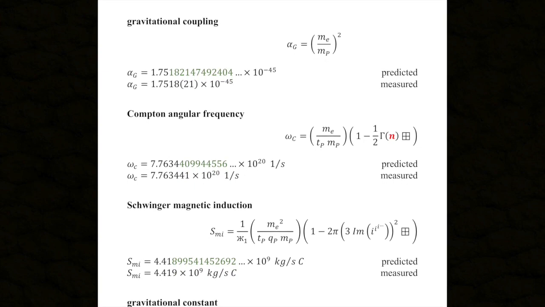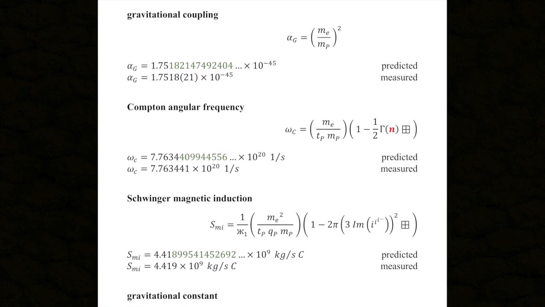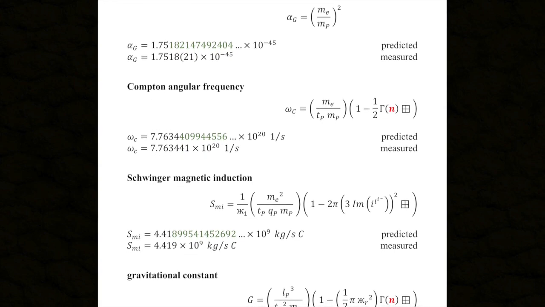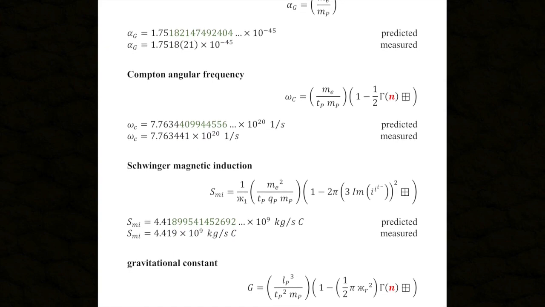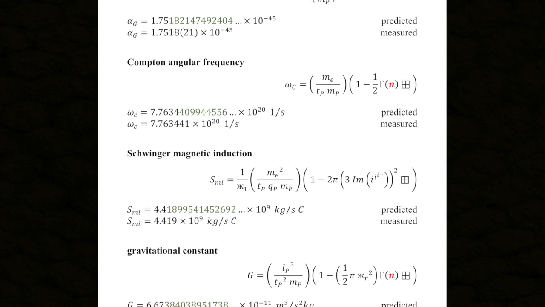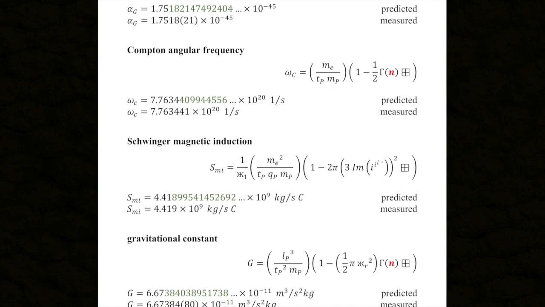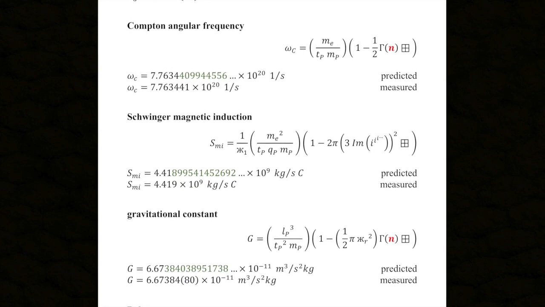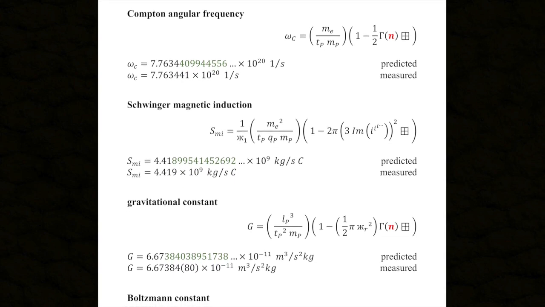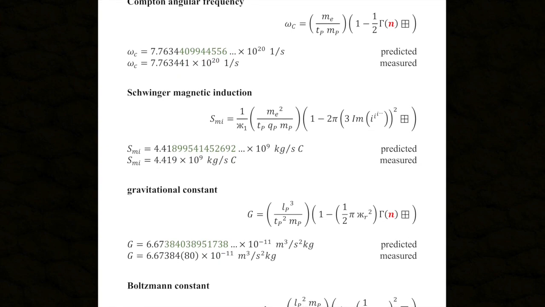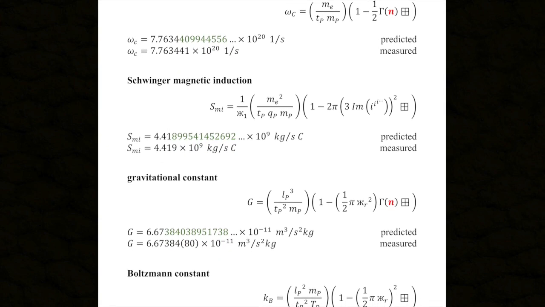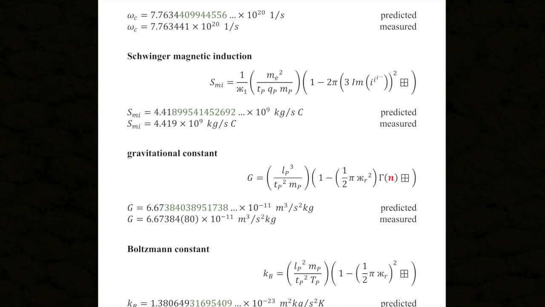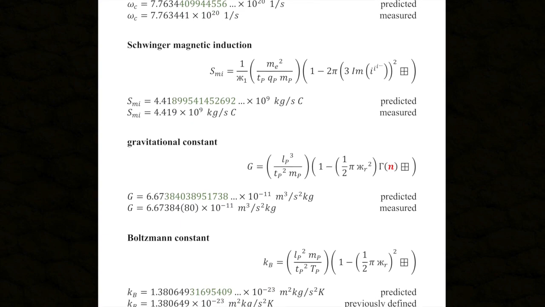The Schwinger magnetic induction has a primary action of 1 over J1, and a terminal action of negative 2 pi times 3 times the imaginary part of the infinite power tower of I squared. The gravitational constant, another beautifully, simply captured form here, has a primary action of 1 and a terminal action of negative 1/2 pi Jr squared times the gamma function value of n rotations.